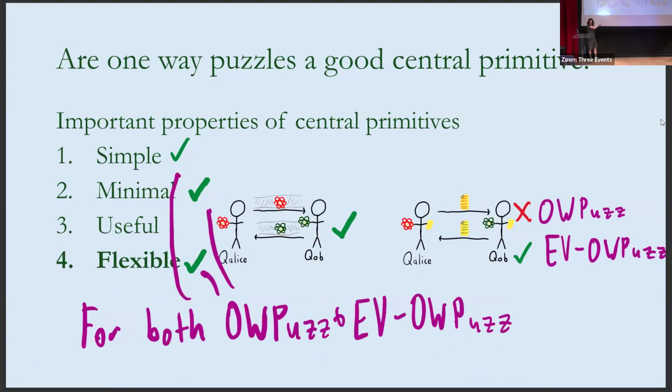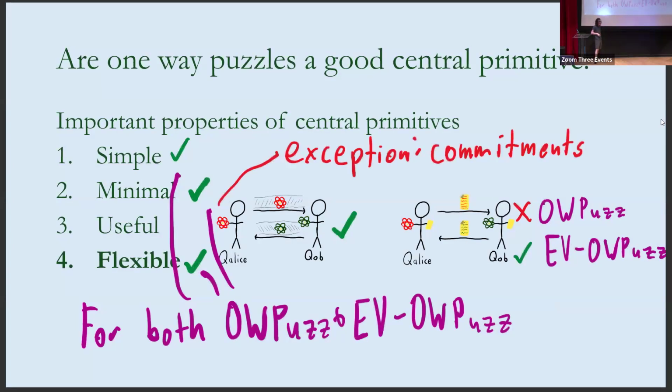And we also manage to do the same thing for efficiently verifiable one-way puzzles. So efficiently verifiable one-way puzzles and one-way puzzles are both simple, minimal, and flexible. And the only kind of lack of one-way puzzles, or inefficiently verifiable one-way puzzles, is the fact that they're not that useful in the QC setting. Note that, again, there is this major exception of commitments.